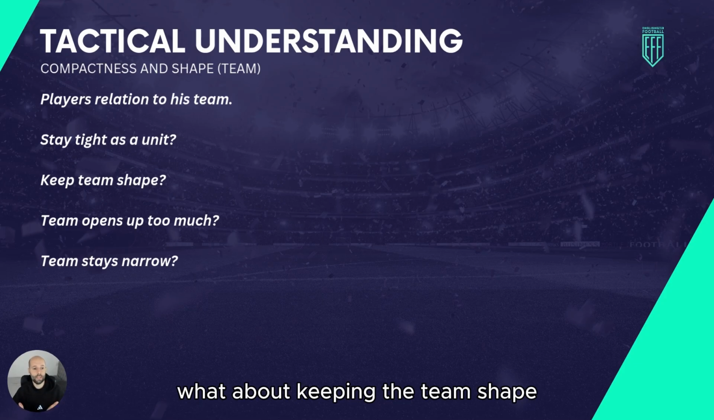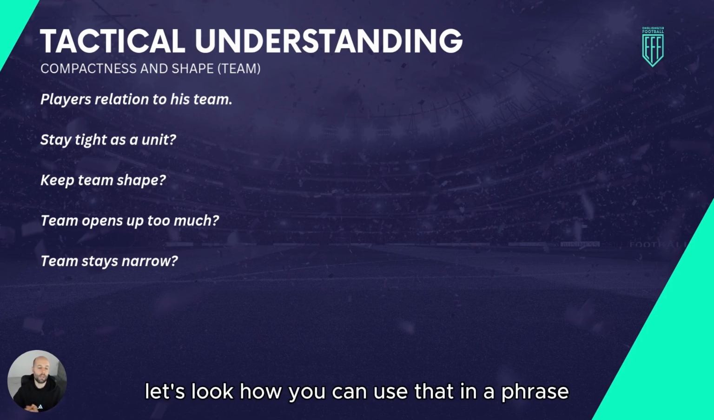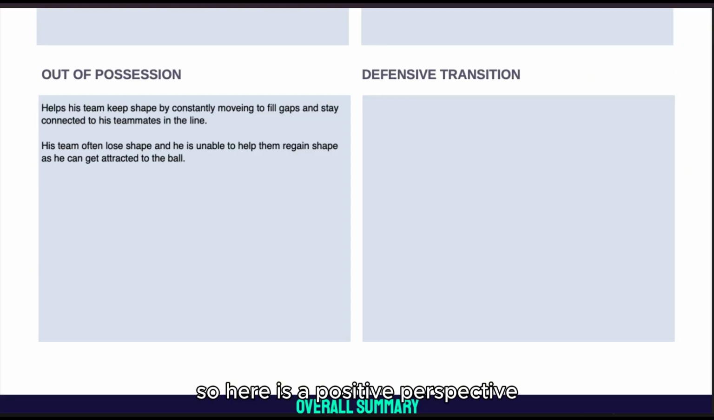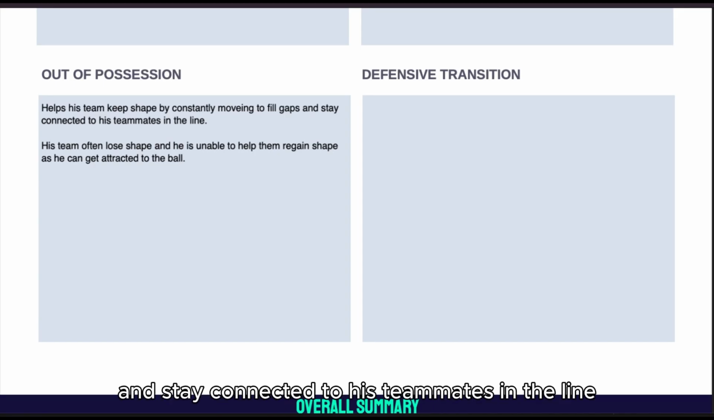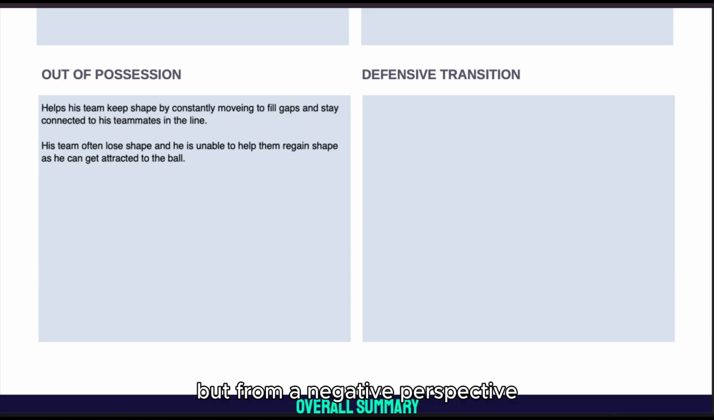What about keeping the team shape? Is the player helping to do that? Let's look at how you can use that in a phrase. So here is a positive perspective. The player helps his team keep shape by constantly moving to fill gaps and stay connected to his teammates in the line. But from a negative perspective, you could say that his team often lose shape and he is unable to help them regain shape as he can get attracted to the ball.